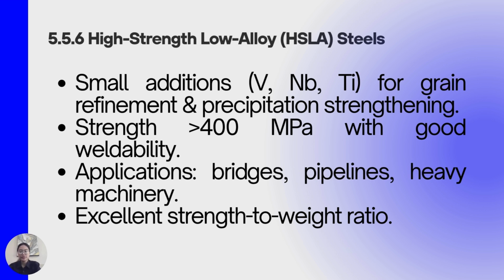High-strength low-alloy steels, or HSLA steels, are designed to combine high strength with good ductility and weldability, all while keeping carbon content low, usually below 0.2%. Their strength comes from very small additions of elements like vanadium, niobium, and titanium, which refine grain size and form hard precipitates that strengthen the steel. HSLA steels offer yield strengths from 400 to 700 MPa and are lighter and tougher than traditional carbon steel. They are used for bridges, pipelines, ships, and structural components, where both strength and weight reduction are vital. They also have good corrosion resistance, especially when copper is added.